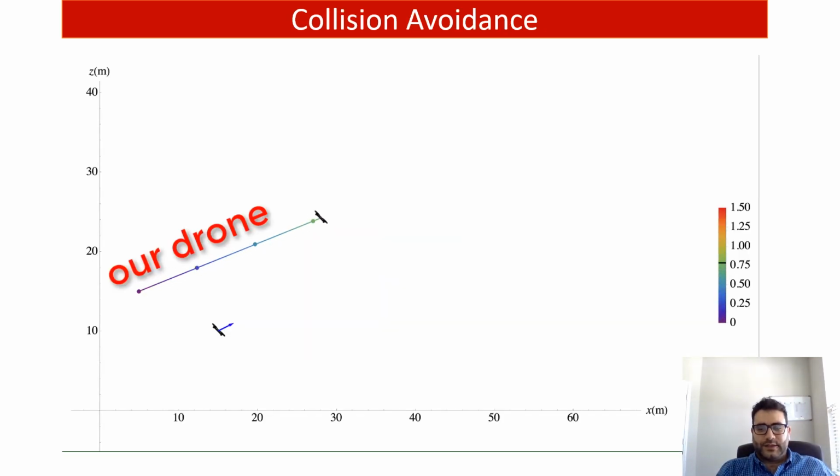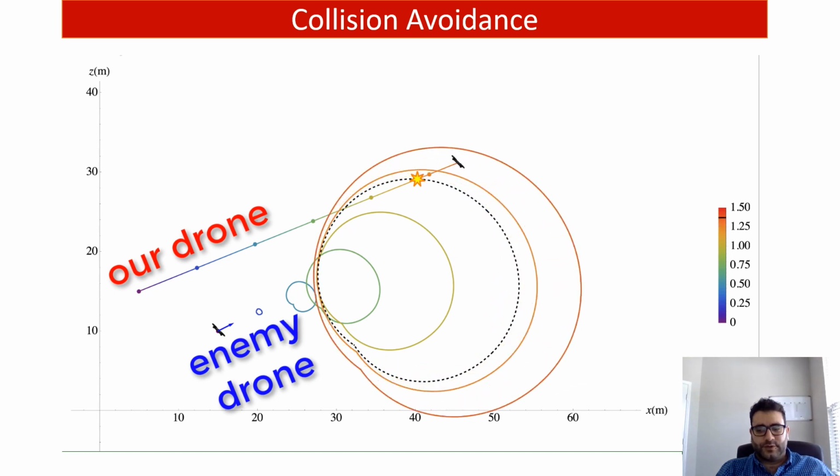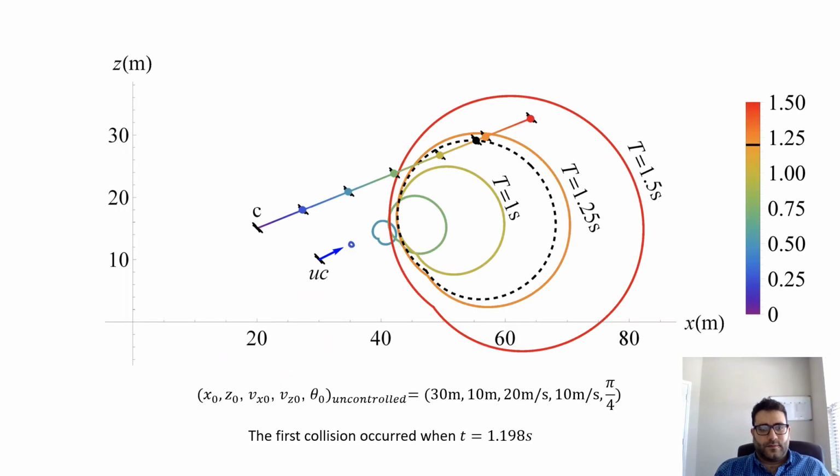If you are flying a drone around drones controlled by others, knowing the isochrones enables planning for collision avoidance. Here we know the trajectory of our drone, but not the future path of the uncontrolled drone. The first possible collision is at 1.19 seconds. Collision avoidance is the second application for our paper.